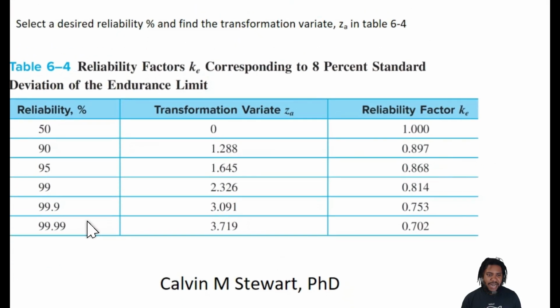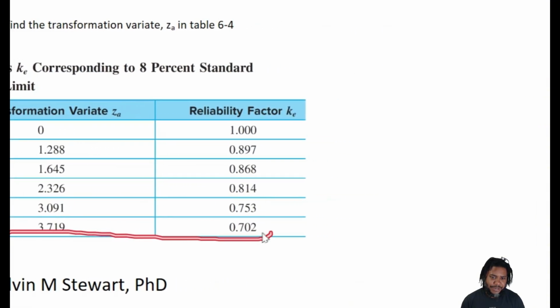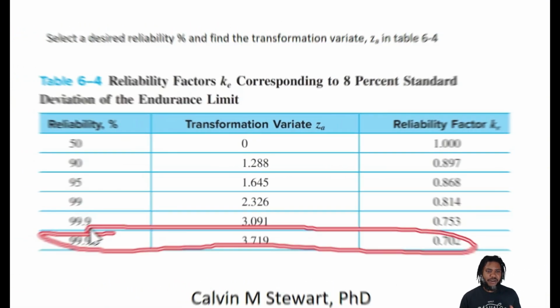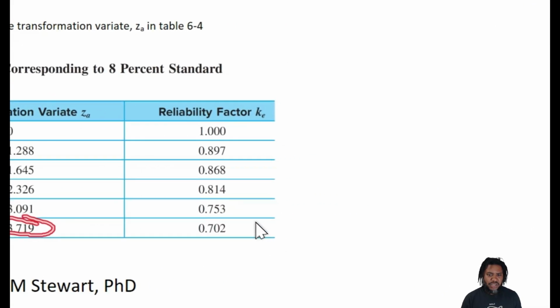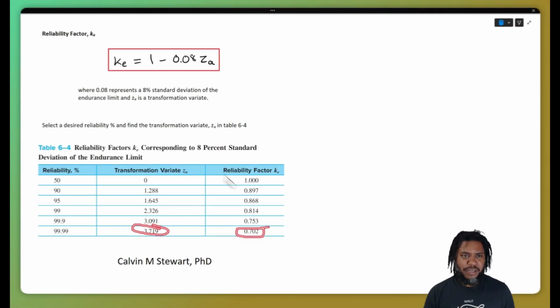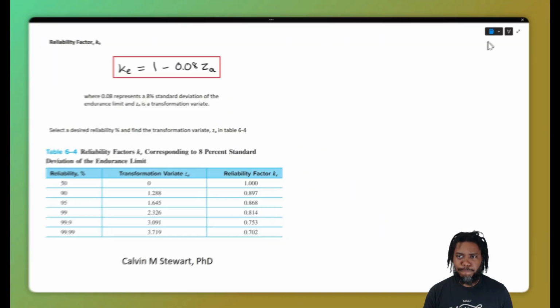So now we can say, I want a design that's 99.99% reliable, meaning I don't want this part to have any potential of failing. Well, then I'm going to have a much more restrictive endurance limit to play with.